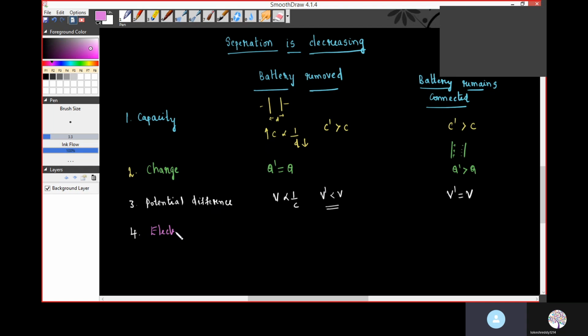Electric field. What about electric field? Electric field E dash is equal to E as long as the charge remains the same, because it is sigma by epsilon naught, and sigma is nothing but Q by A. So the electric field remains the same. Here the charge increased, so the electric field also increases. Now here we write the electric field, then energy.